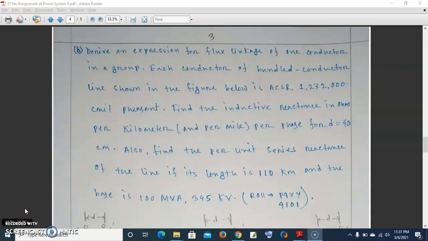Assalamu alaikum. Now I am presenting my assignment, case study 2: the mathematical derivation and expression for flux linkage of one conductor in a group.